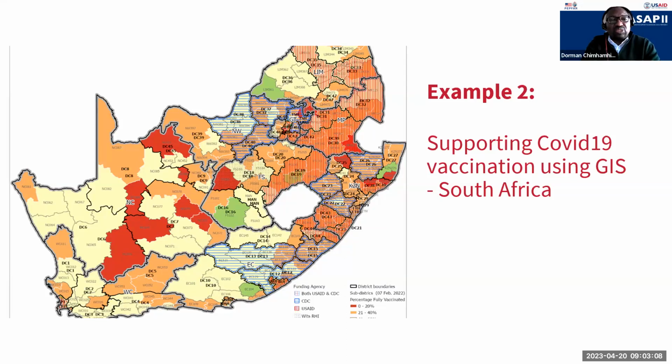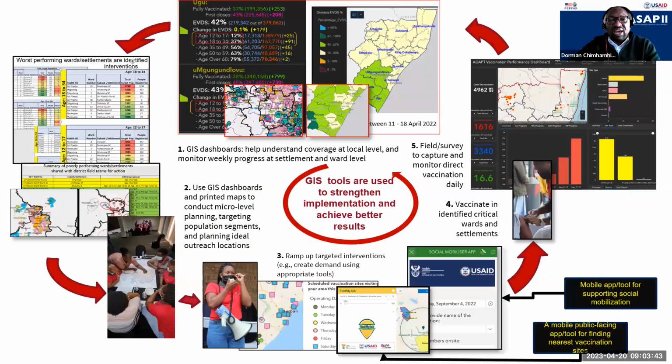At the basic level, what you see is a map of South Africa as a country, and the areas in dark red are areas that, as of January 2022, had very low vaccination coverage. Because of that, the government made a decision to use resources put on the table by supporting partners to ramp up vaccination in those sub-districts. So the ones you see in red are the sub-districts where coverage was very low. And then we'll show you some of the work that was done.